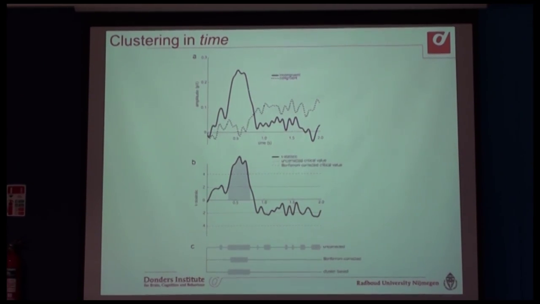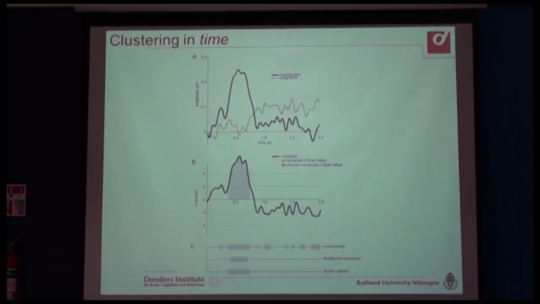But what we do is we take clusters. We take the initial a priori chosen threshold of 2, and for each of the time windows, we compute the area under the curve. So for each of these small snippets where it exceeds the threshold, we compute the number of time points and the t-value in each time point. We add that up, so we integrate it for each of the clusters. And then we take the cluster that has the largest sum of t-values.